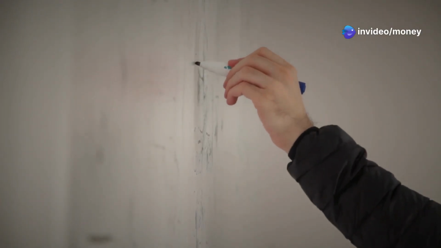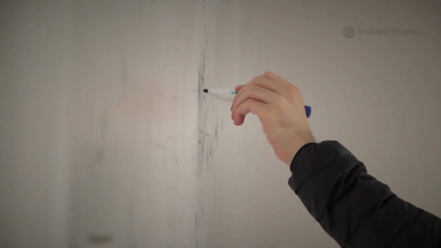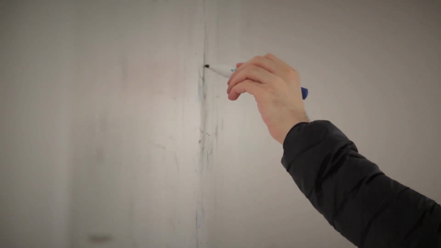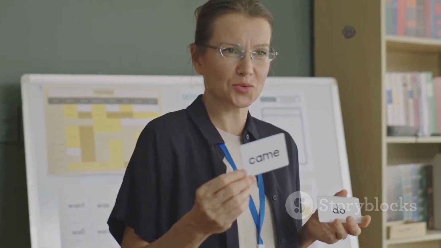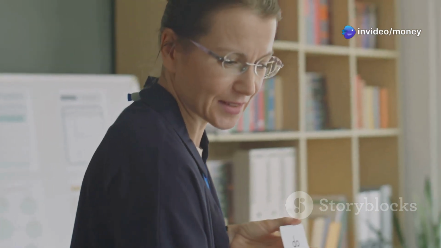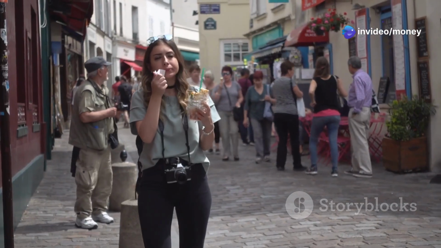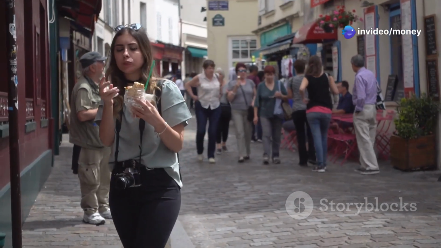To form the simple past for regular verbs, we usually add -ed to the base form of the verb. Examples are walked, played, talked. For irregular verbs, the past form is different and must be learned. Examples include went from go, saw from see, ate from eat.